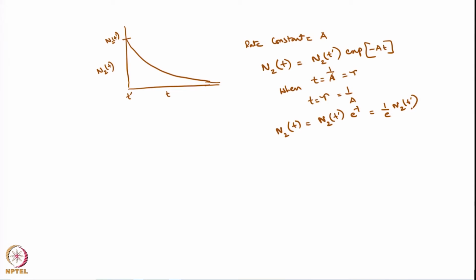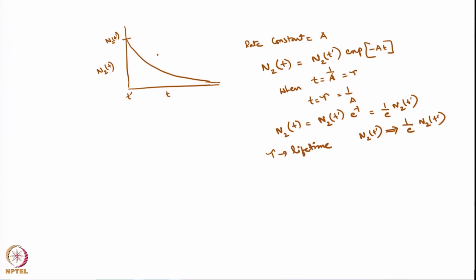Okay. So this is called lifetime. Lifetime, tau, is the time when the initial population n2 of t prime decreases to 1 over e of n2 of t prime. So for a given exponential, the lifetime is fixed, that is 1 over e.